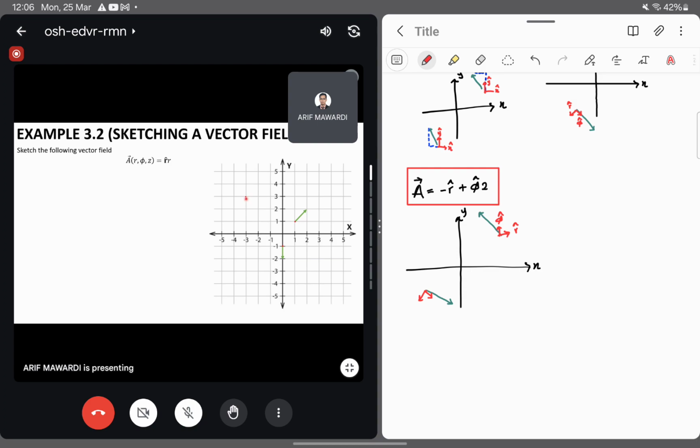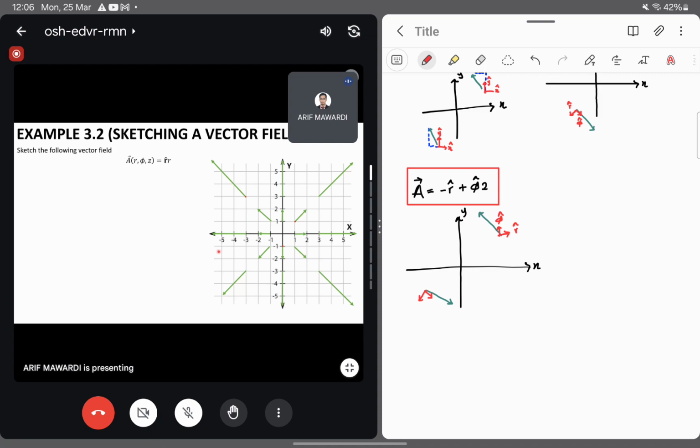So therefore, the vector at this point should be equal to the value for r, and the value for r here is greater than the value for r for this point. So therefore, it should be longer. You can verify it by yourself here for the rest of the vectors in the vector field. Okay, so that is how you sketch a vector field.